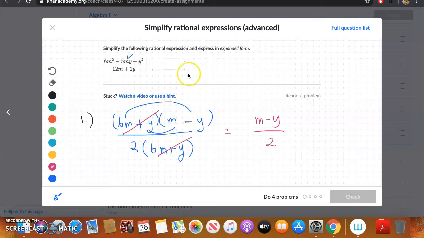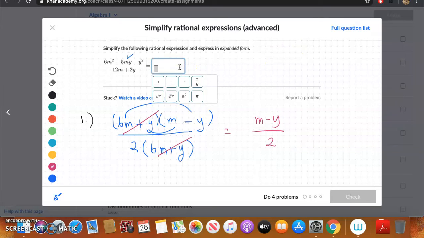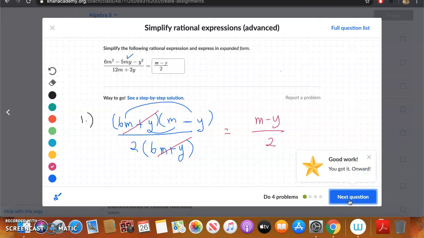Okay, so let's put that in. We're going to have m minus y over 2. Oops, sorry, 2. Okay, and let's do a check, and that's correct.